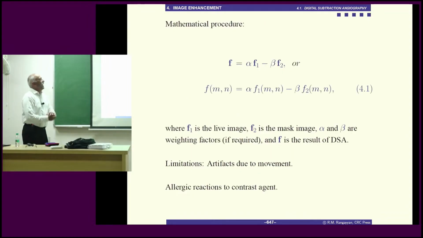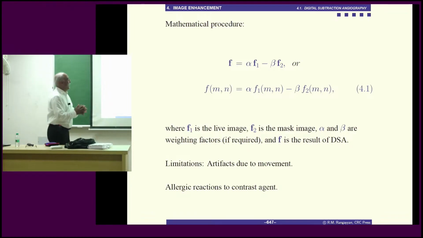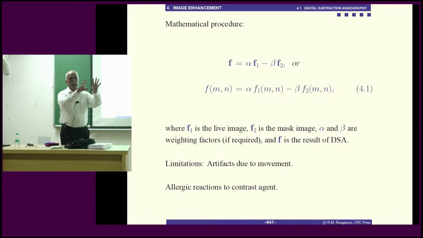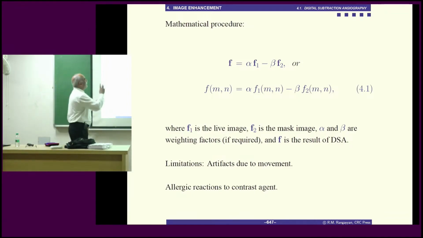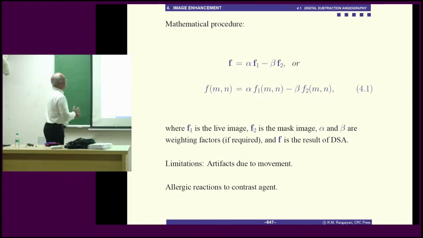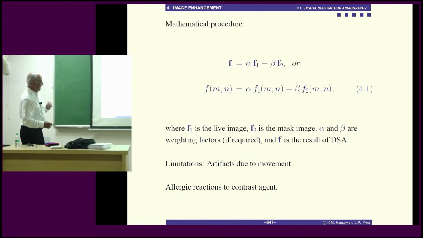So, being an engineer, I wanted to put an equation for everything. I don't give lectures without equations. And I was told, this is a plenary lecture, just talk. I said, no, I want to have at least one equation. So A minus B, F1 minus F2, if you want to write an equation.